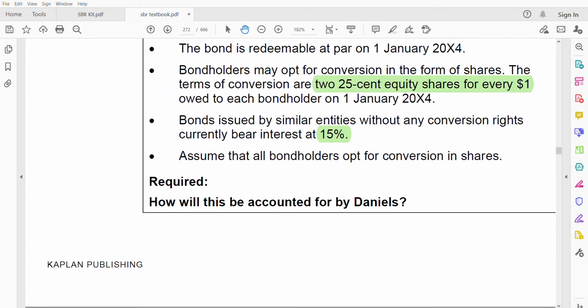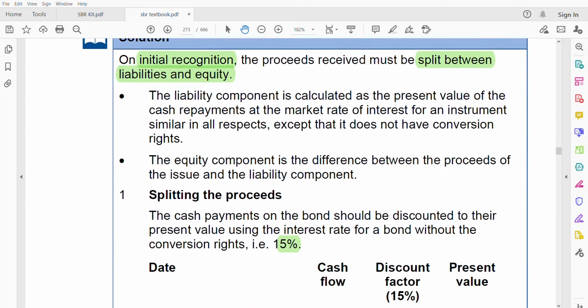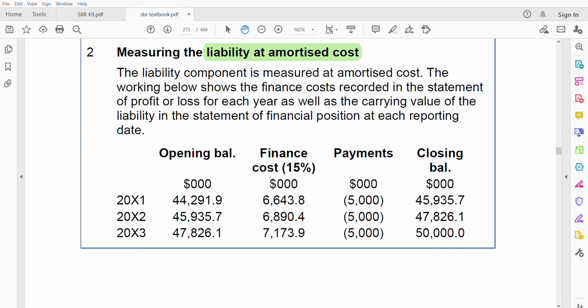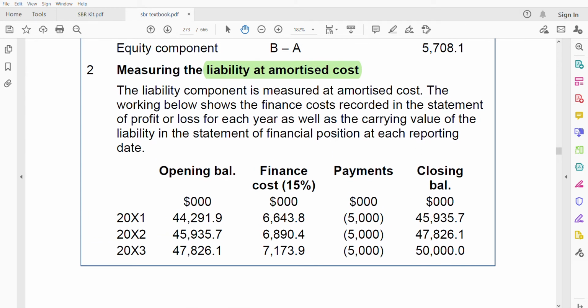Because now you have split the liability component and the equity component. Don't forget that once you split it, you need to measure the liability at amortized cost, because subsequently you measure at amortized cost or fair value through profit and loss. So the liability component is measured at amortized cost. The working shows the finance cost according to the statement of profit and loss as well as the carrying amount of the liability. Yesterday I explained this table.